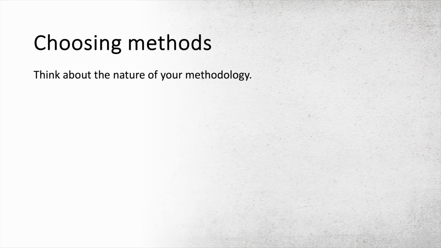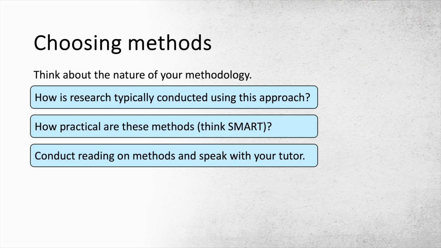Then methods: think about the nature of the methodology you've chosen. Have you chosen a survey methodology? If so, what type of methods relate to the survey methodology? How is research typically conducted using the methodology? How practical are these methods? Think about the time that you've got. Think about where you're going to be conducting these methods. Is it feasible or not? And then conduct reading on the methods that you want to undertake and speak with your tutor.